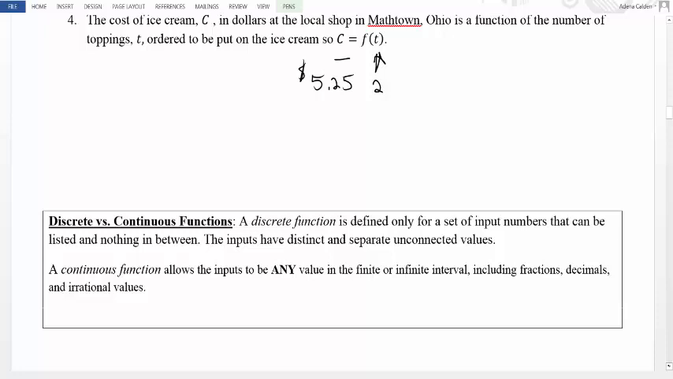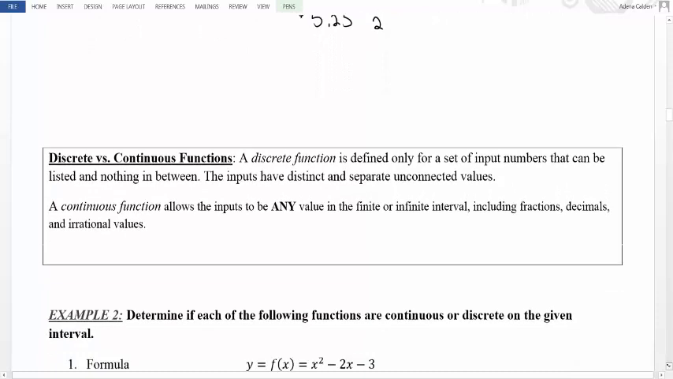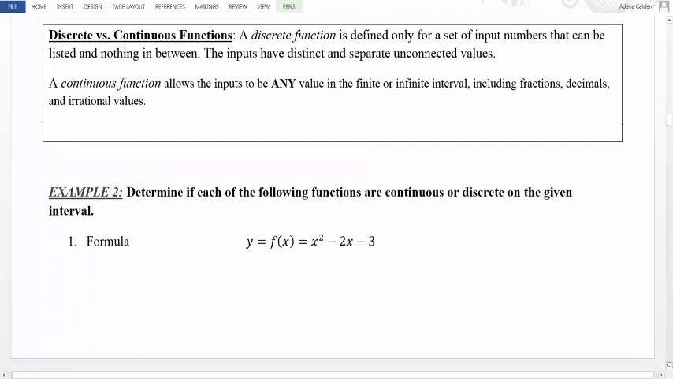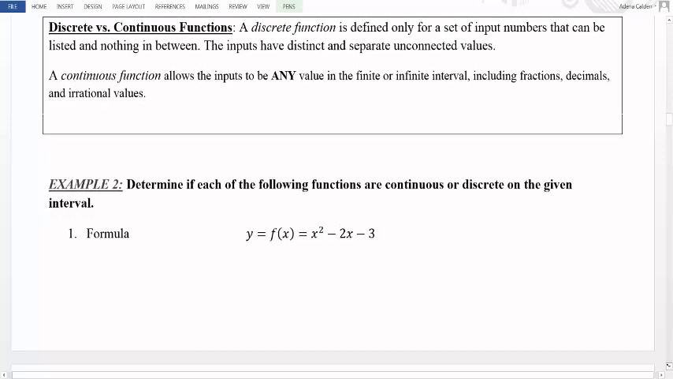So let's continue and look at our examples of the types of functions we've been looking at before and try to determine if our formula first is going to be continuous or discrete on the given interval. Notice here that our formula y equals x squared minus 2x minus 3 doesn't have a defined interval. That means we are assuming that we are looking at the entire possible interval from negative infinity to infinity. If you are not given a restricted interval, you can assume all values unless otherwise stated.